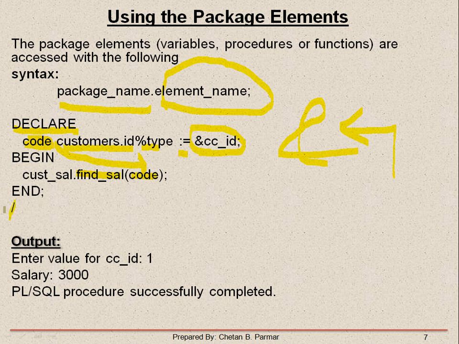Whenever this execution is performed, it will directly call our package, and through that package it will call the procedure, and this procedure takes the parameter taken from the user, and output will be generated. So suppose you pass value 1, its salary of 3000 rupees will be displayed, which is done by the package.